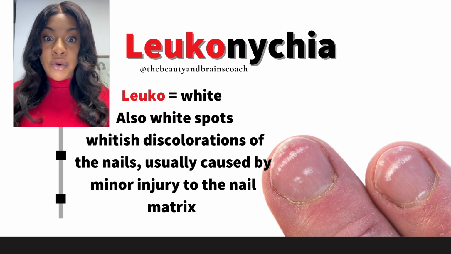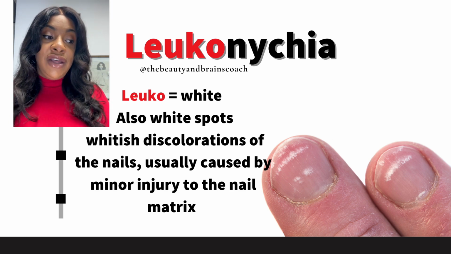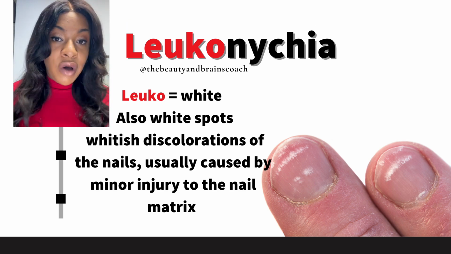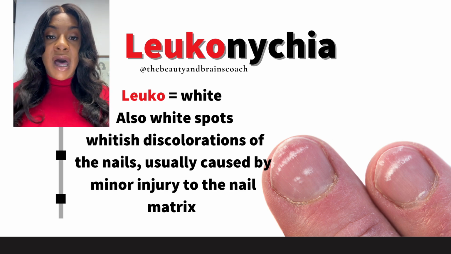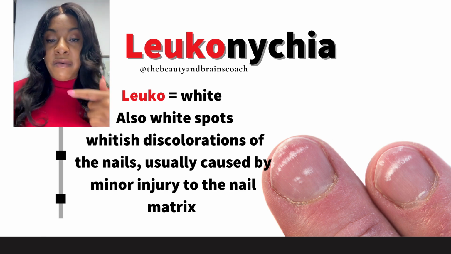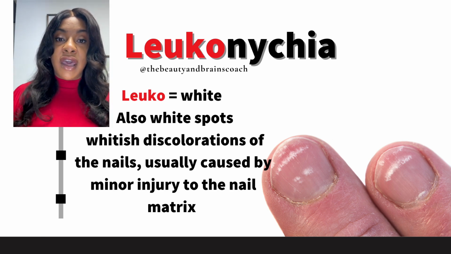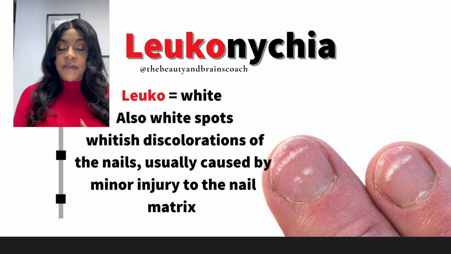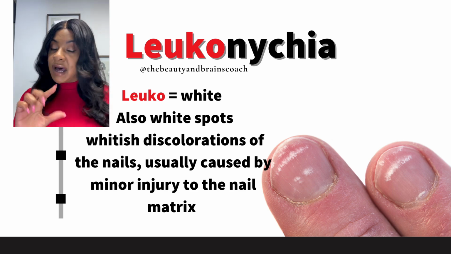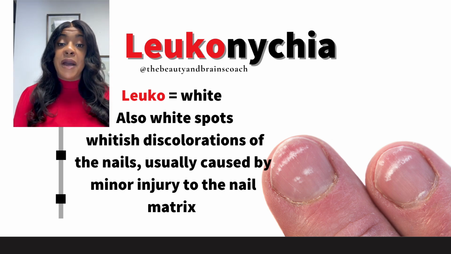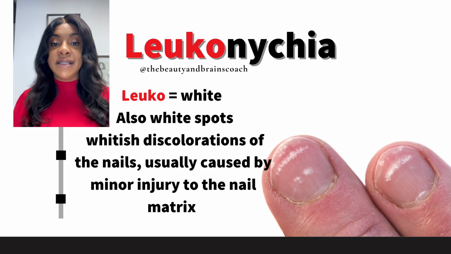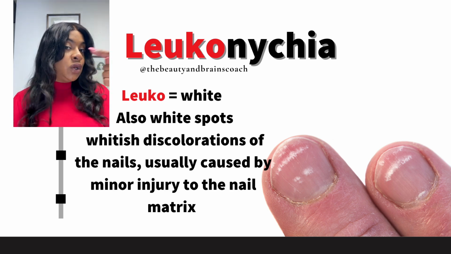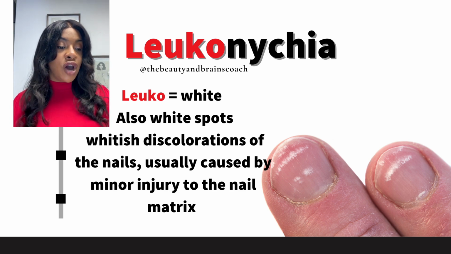So let's talk about leukonychia. I have leuko highlighted. Anytime I see leuko, I think white. So think about it, this is a reoccurring theme that we've seen over and over again. When I think about white spots in the skin, the technical term for that is leukoderma. So white spots, here we go again. If we think about cancer of your white blood cells, it is leukemia. So again, we keep seeing this leuko representing white spots over and over again.